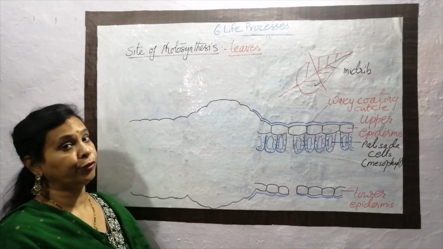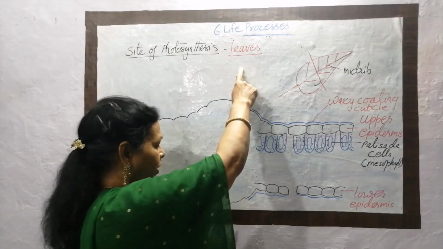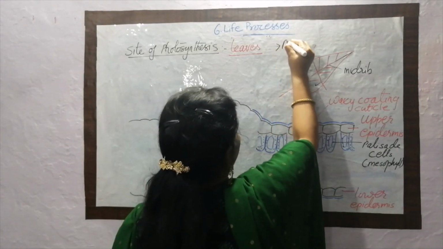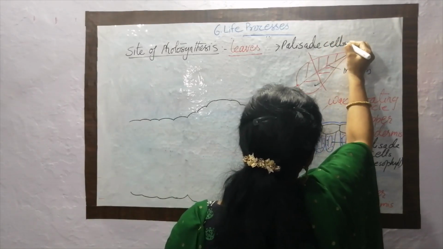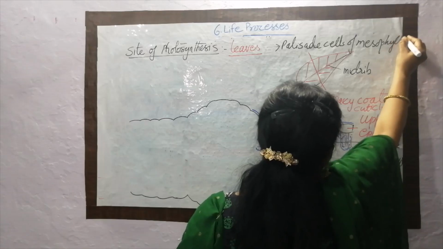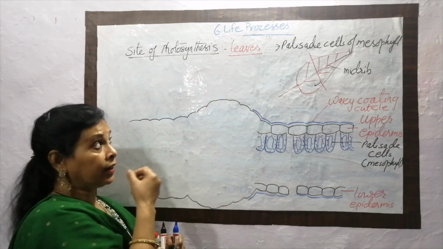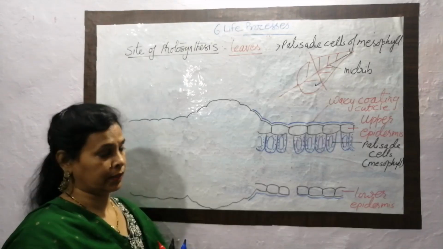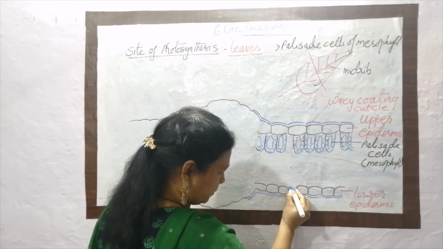So what is the site for photosynthesis? The place where the photosynthesis is going on, that is called the leaf. But which part of the leaf? The photosynthesis is performed in the palisade cells of mesophyll. Now it is an objective question, answer according to the option. If the option is leaf, it is the correct one, but actually the palisade cell of mesophyll is the site for the photosynthesis. Now look here at the lower epidermis, I left a place here.